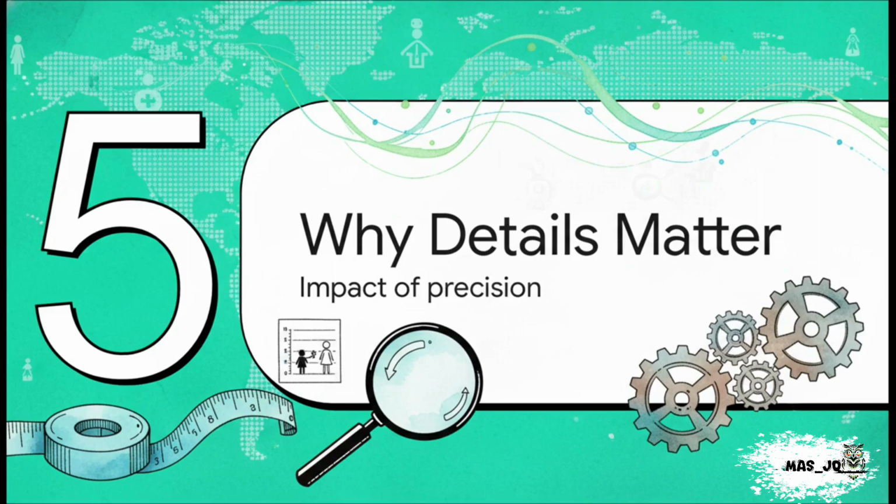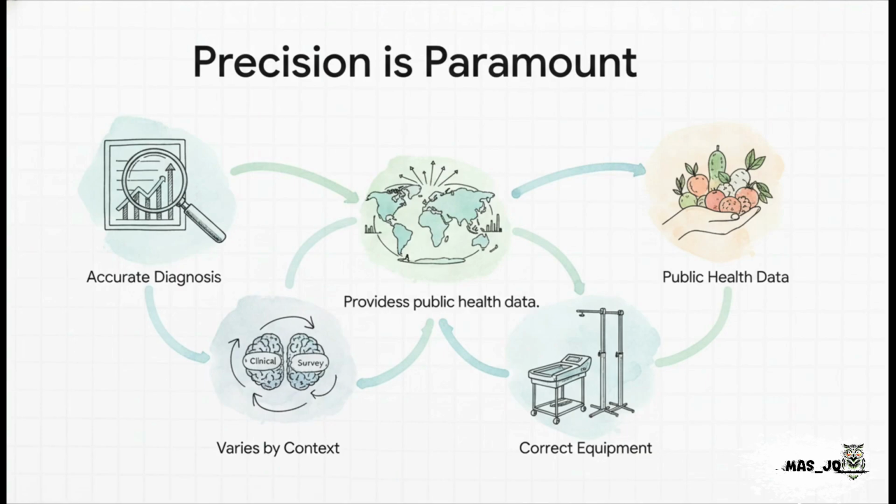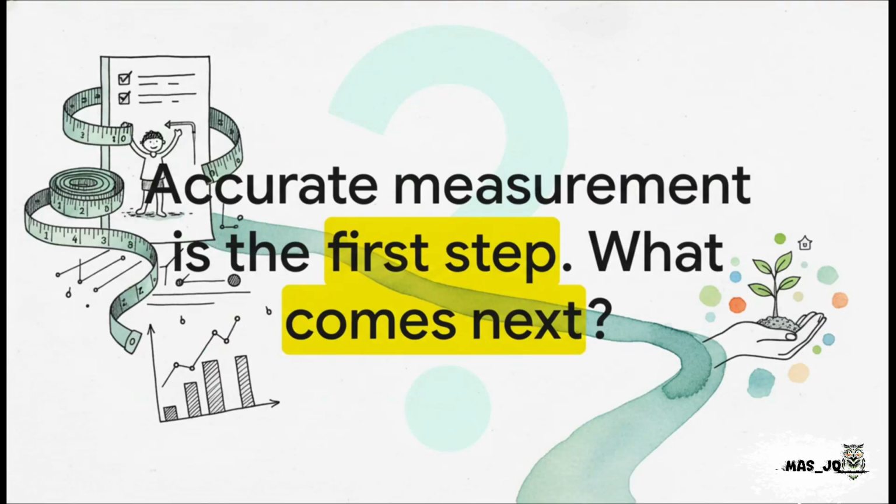So we've walked through the definitions, the standards, and all the procedures. For a final section, let's just zoom out and really understand why every single one of these details is so unbelievably important. Really, the key takeaway is this: precision is everything. For an individual kid, getting an accurate measurement means getting a correct diagnosis, which means they get the help they need. But on a much larger scale, this reliable data is what allows governments and organizations to design public health programs that actually work. And it all comes down to using the right equipment and following the right procedure every single time. Understanding how to measure stunting correctly is the foundation.